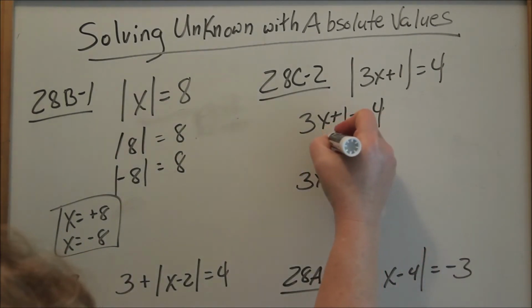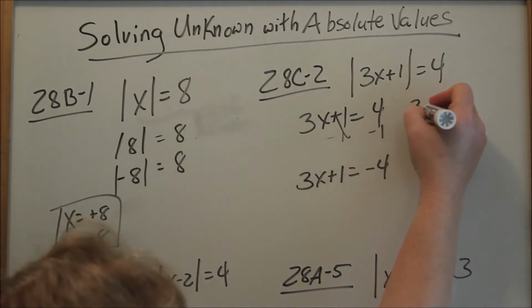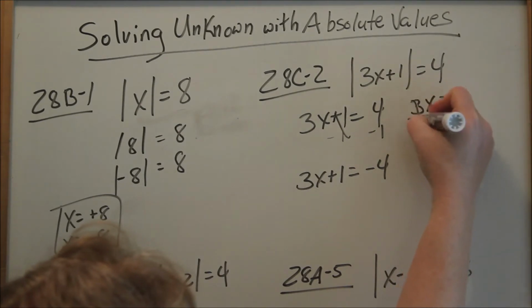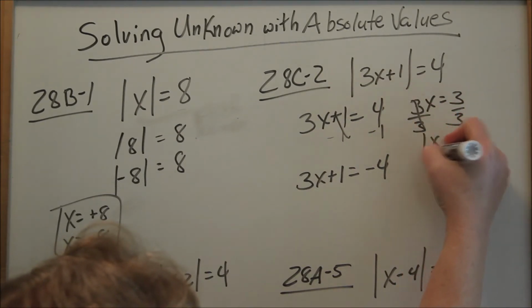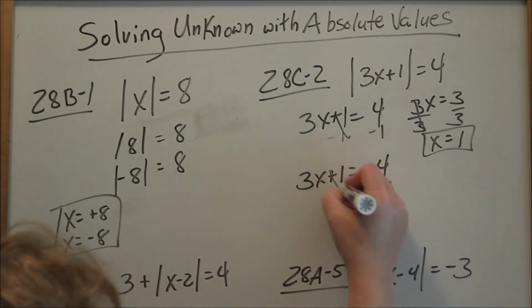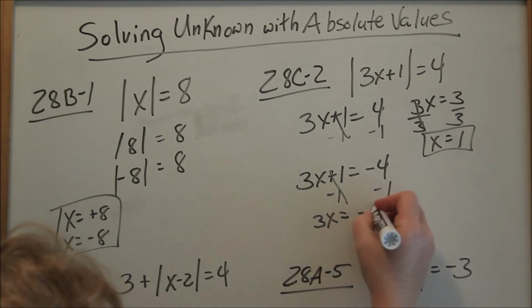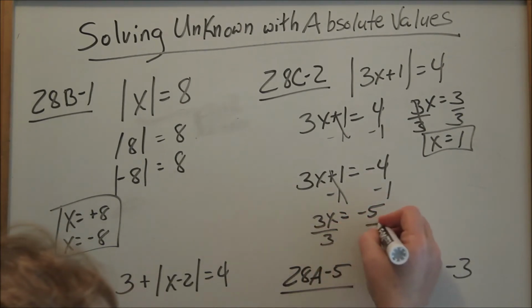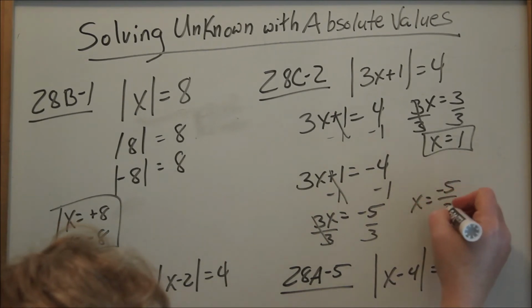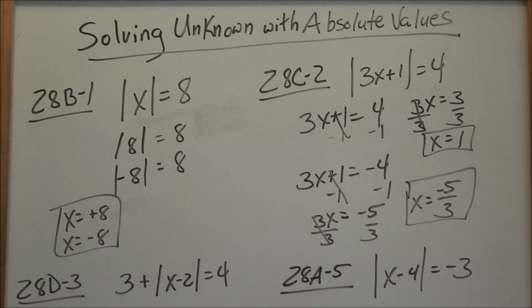So here, subtract 1 over, so then we would have 3x equals 3, divide both sides by 3, and one of your solutions is x equals 1. Now you solve this equation, subtract 1 over, and you have 3x equals, watch your signs, that would be a negative 5, divide by 3, and so one of your solutions is x equals negative 5/3. If you have a fraction, always make sure you reduce.